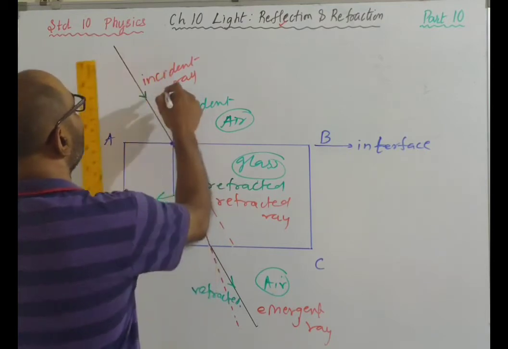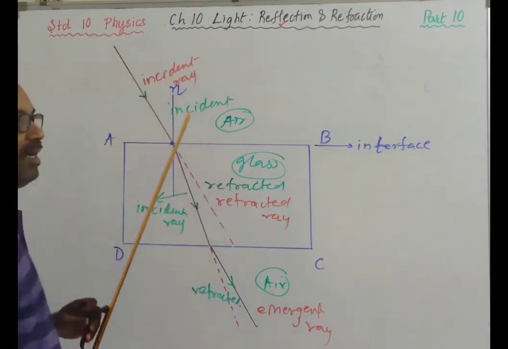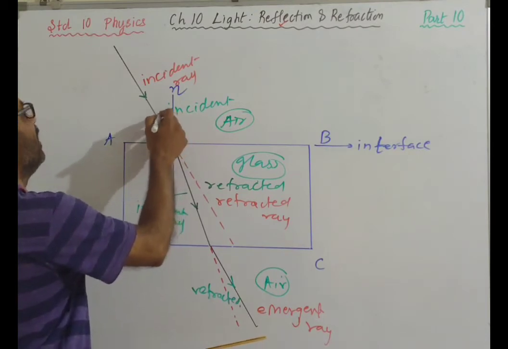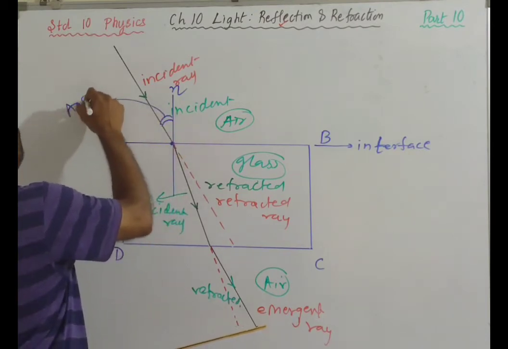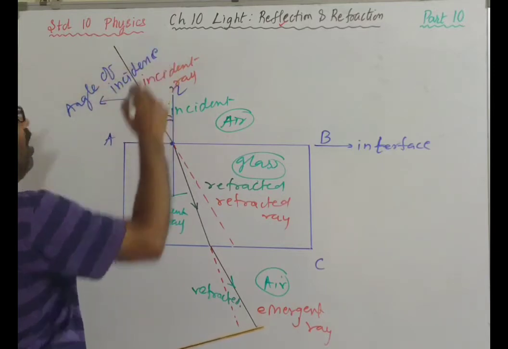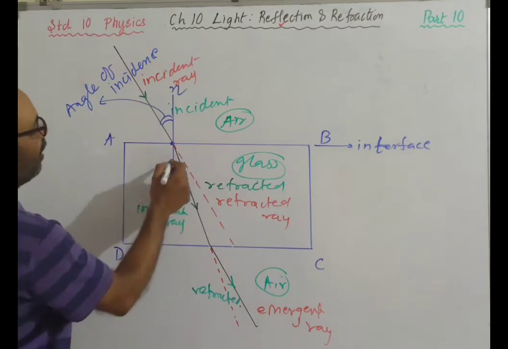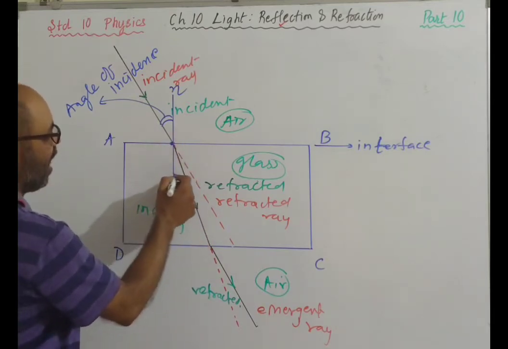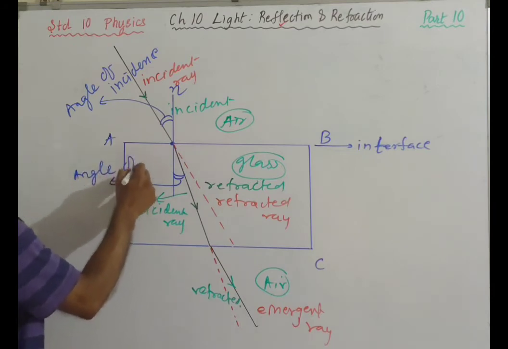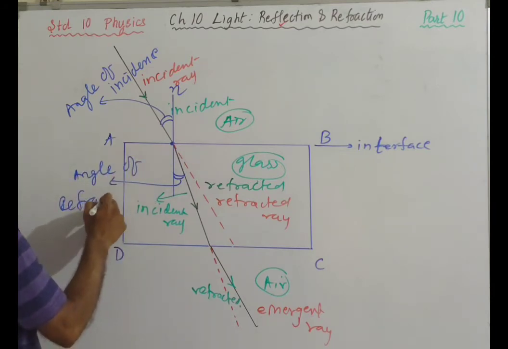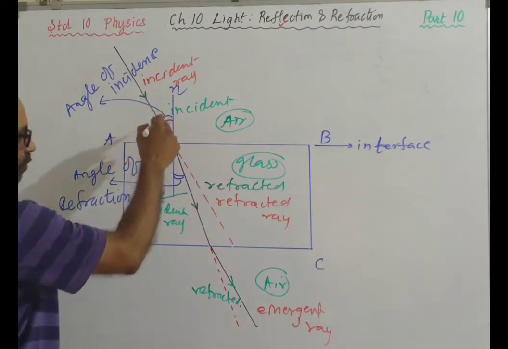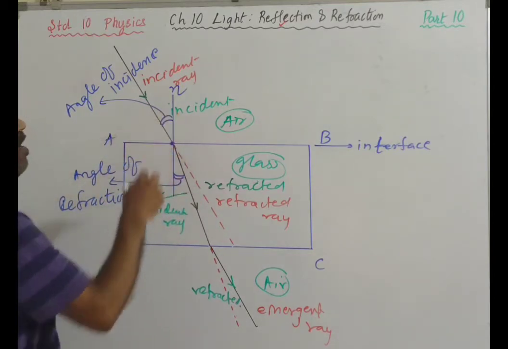So this is normal, perpendicular. Now, the angle between the normal and the incident ray is called the angle of incidence. And the angle between the refracted ray and the normal is called the angle of refraction. Is that clear to you? Now, are the angle of incidence and the angle of refraction equal?